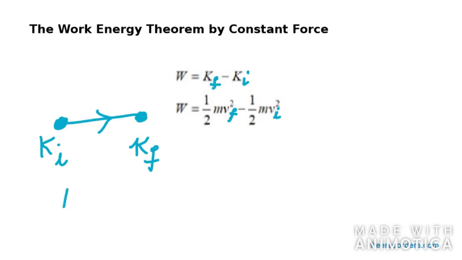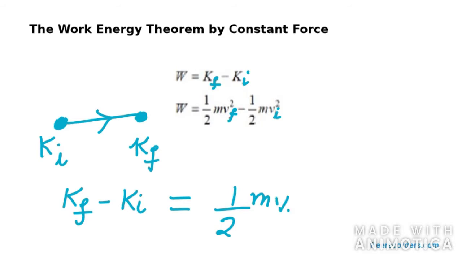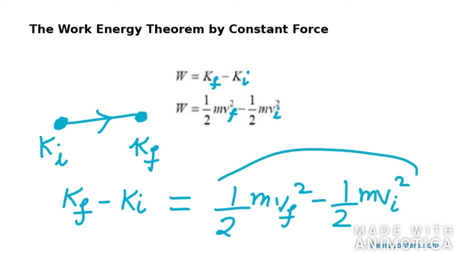So you just need to take Kf minus Ki, and you know that we have half mv square. The mass will be the same, there won't be any change in mass if we change the kinetic energy from initial position to final position. So we will be writing half mvf square minus half mvi square. So this is the work energy theorem by a constant force.